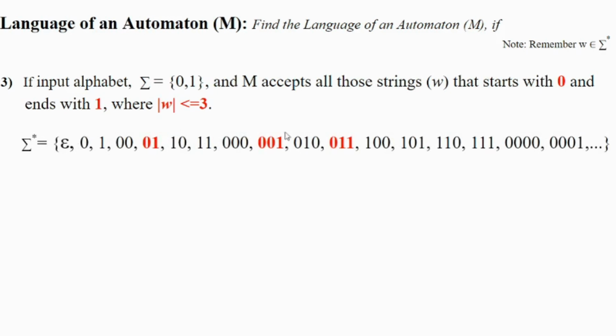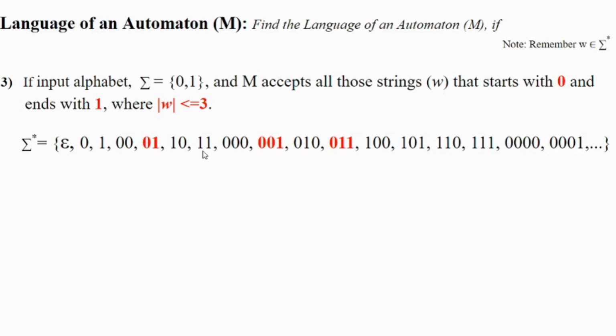So these are the set of all possible strings, that is sigma star, and the first condition is the string must start with 0 and end with 1. So this will not be selected because it's starting with 0 but not ending with 1. This string will not be selected because it's not starting with 0. This string is not ending with 1, that's why this also will not be selected. So this string will be accepted by the automaton because it's starting with 0, ending with 1 and its length is less than or equal to 3.